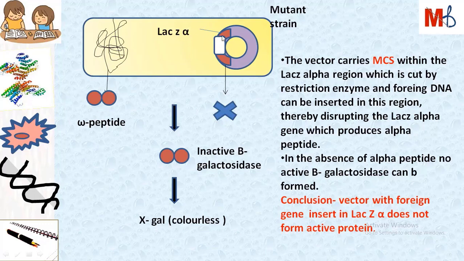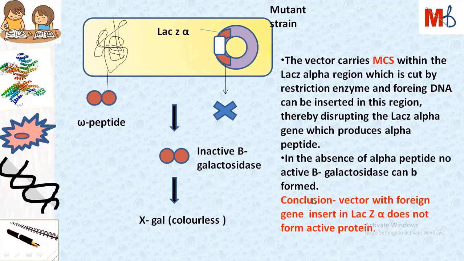So this lacZ alpha, because it is now disrupted, it would not be able to produce the alpha peptide. And if alpha peptide is not present here, then it would not be able to complement this omega peptide. So no active form of enzyme can be produced and no X-Gal can be converted to blue color product. That means X-Gal will remain colorless. So we can see because of the insertion of our gene of interest, now we are inactivating the original function of the previous gene. So we can see the role of insertional inactivation here.